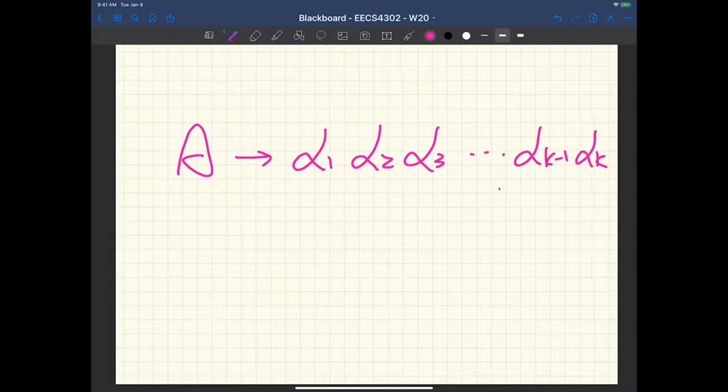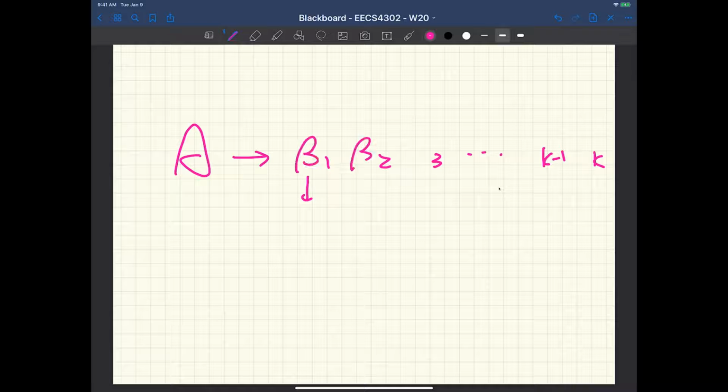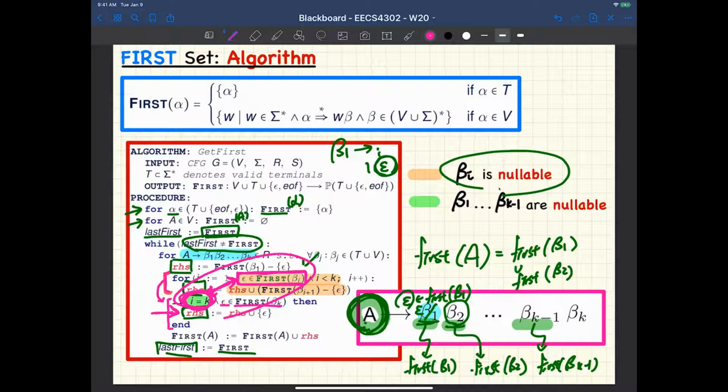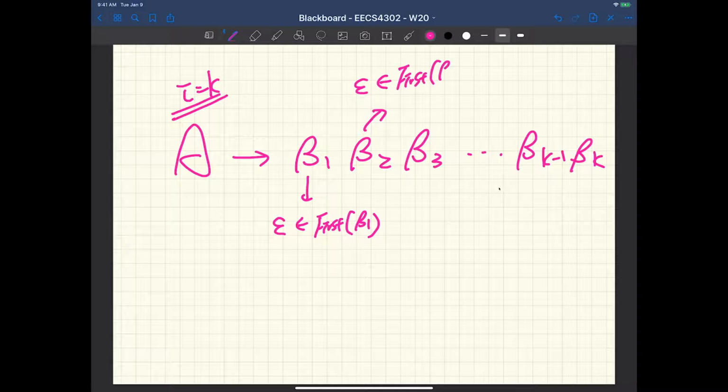So that means the following. Oh, I shouldn't say alpha, I should say beta, just to be consistent. Okay, let me change that quickly. Beta 1, beta 2, beta 3, and also beta k minus 1 and beta k, okay? If we got this particular line here, if i is equal to k, that means epsilon is in the first set of beta 1. And epsilon is also a member of the first of beta 2, etc., all the way to epsilon is also a member of the first of beta k minus 1.